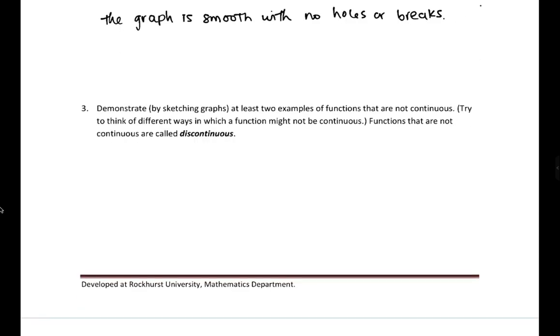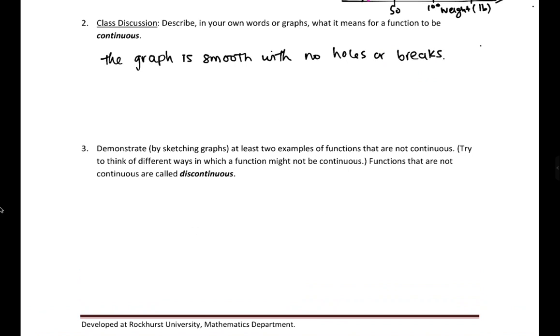So this next question, question 3, asks to demonstrate by sketching graphs at least 2 examples of functions that are not continuous. So try to think of different ways in which a function might not be continuous. And by the way, functions that are not continuous are called discontinuous. The hint is almost like in problem 2: instead of drawing a smooth graph, we could draw a graph that had a hole in it, or a graph that had a break in it. So you can think to yourself what that might look like. By the way, we'll go into the 3 common types in the next problem.